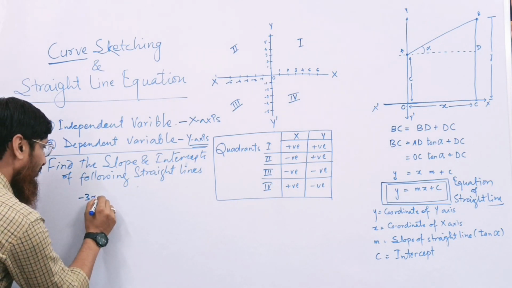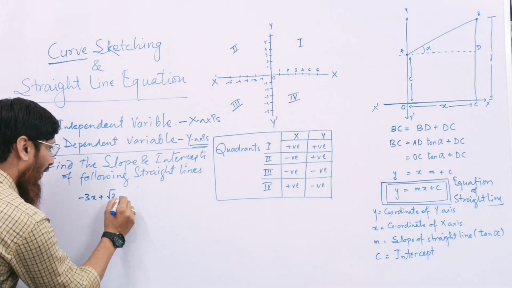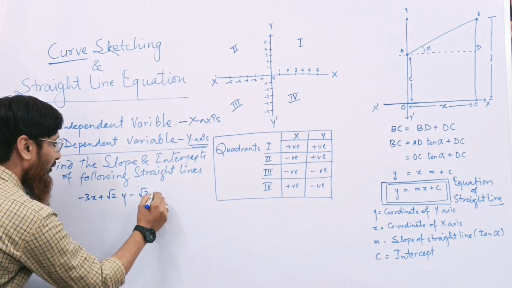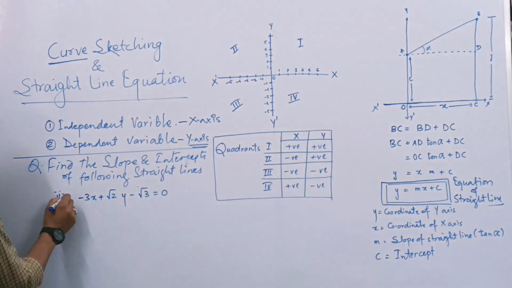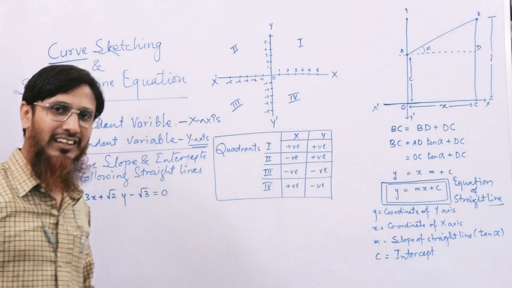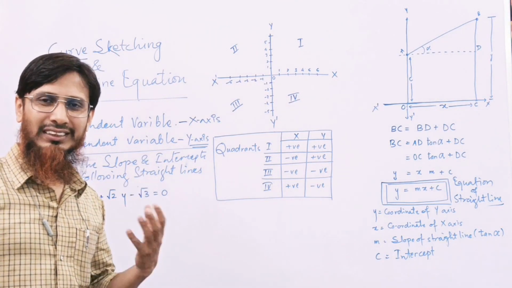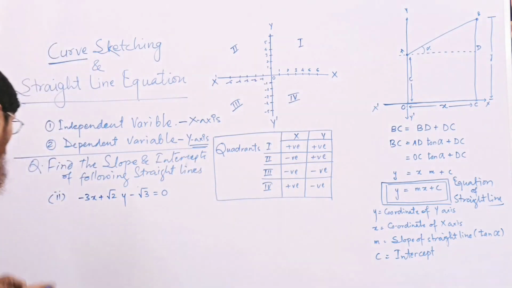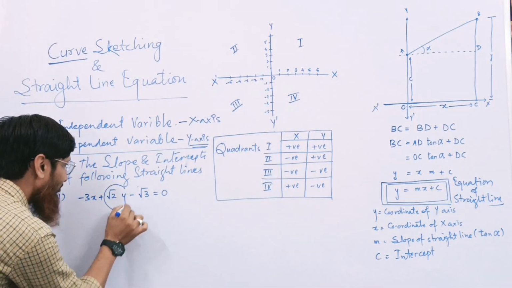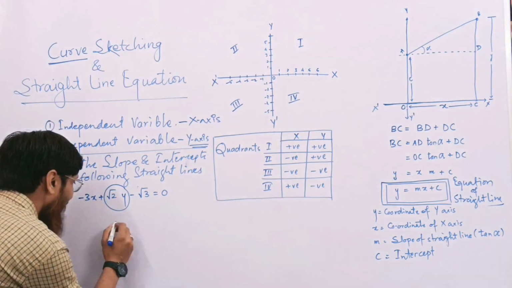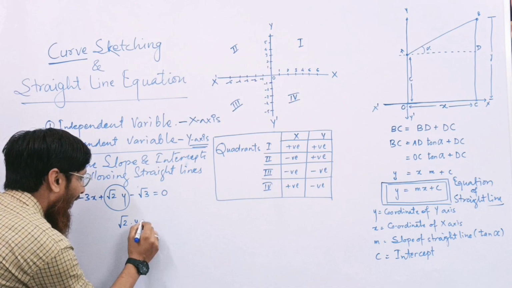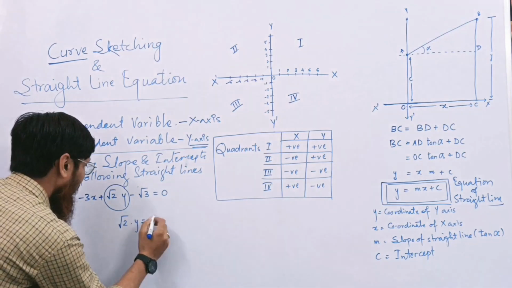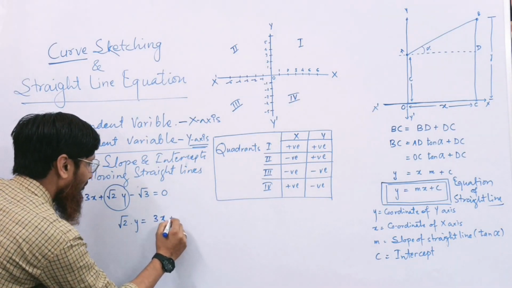minus 3x plus root 2 y minus root 3 equals to 0. This is the question, question number 2. What I said earlier, that whatever the question is given, we just have to convert it as y equals to mx plus c. So we are doing like this. We just have to take this on the left hand side, like root 2 y equals to, and the rest of the part should be taken to the right hand side. Here it is negative, so it would be 3x plus root 3.